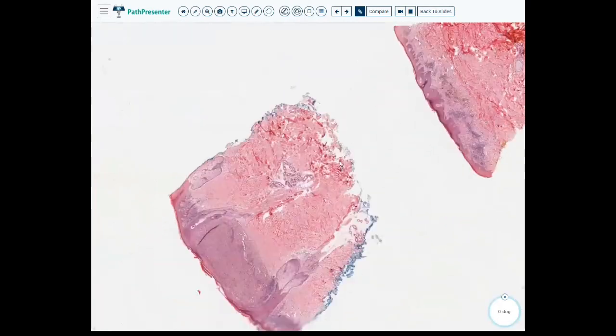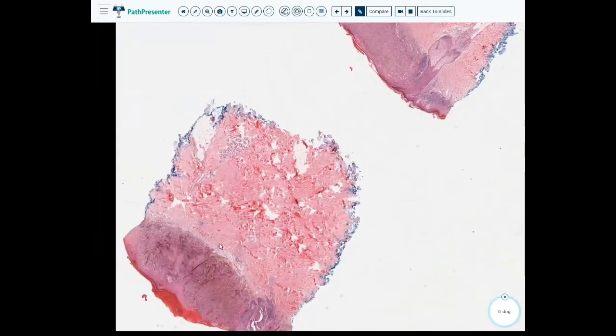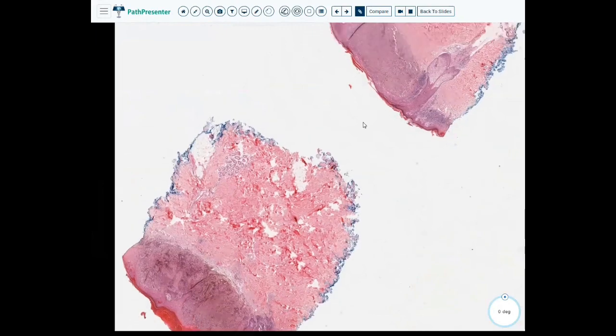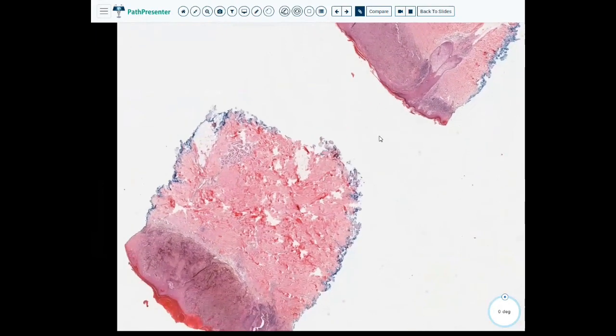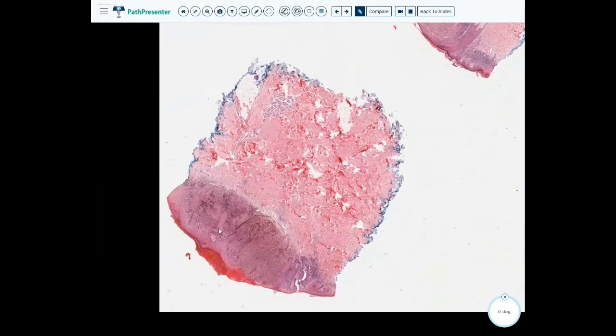So what we have here is what's known as a collision tumor. So we have two different types of tumors that are occurring in the same place. So we have an invasive squamous cell and this nodular malignant melanoma. Very cool case. Obviously you don't see these all the time, but this is a collision tumor.